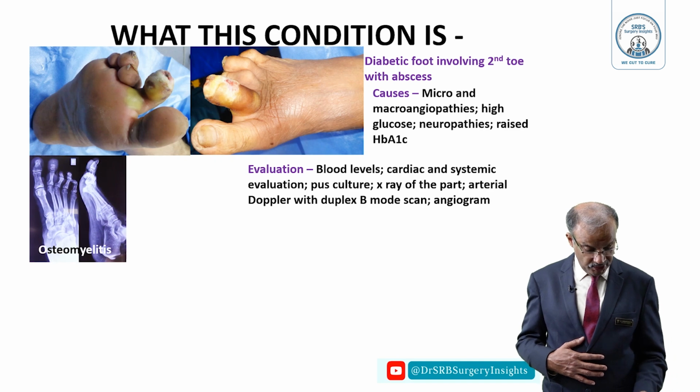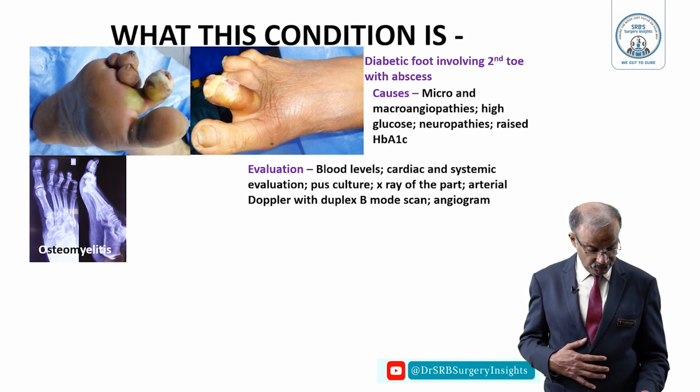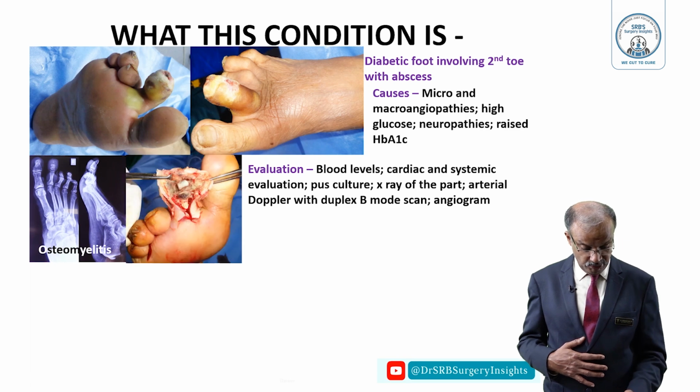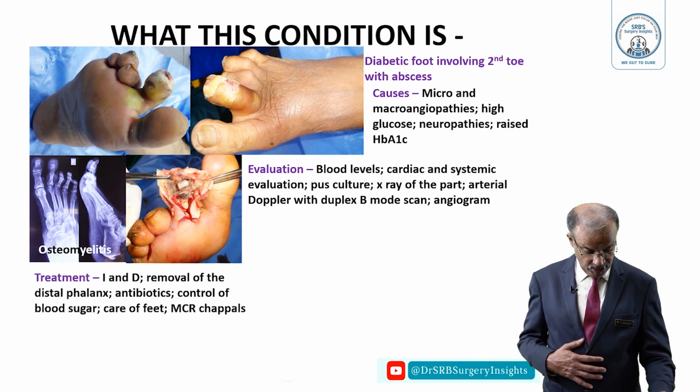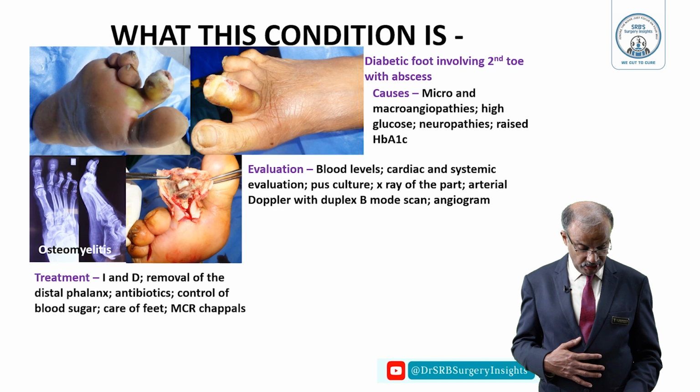And this is the X-ray. You can see the osteomyelitis, actually typical osteomyelitis of the foot here, very typical. X-ray is a must. See that on table, this has gone. So this is the distorted bone here. Actually, this has to be removed. This is the on-table finding of the same patient. So treatment is incision and drainage, removal of the distal phalanx here.